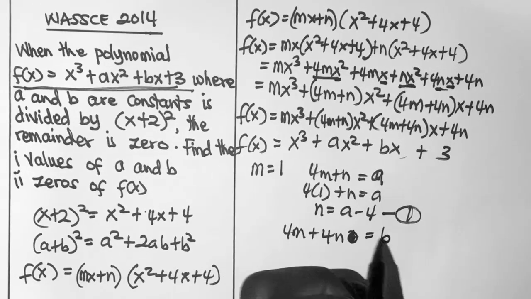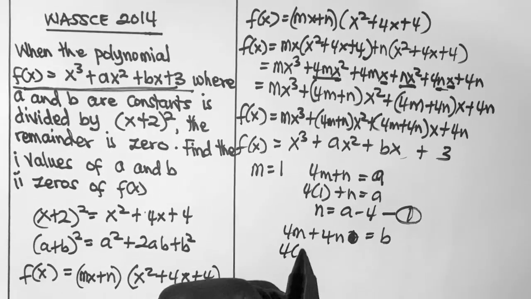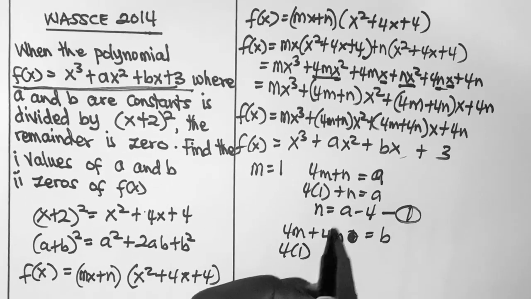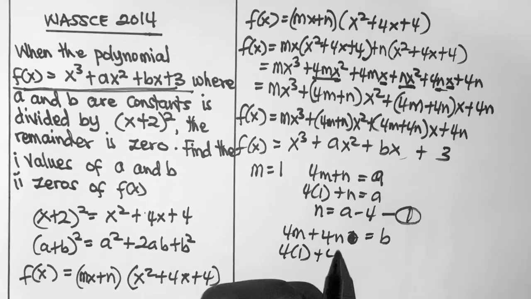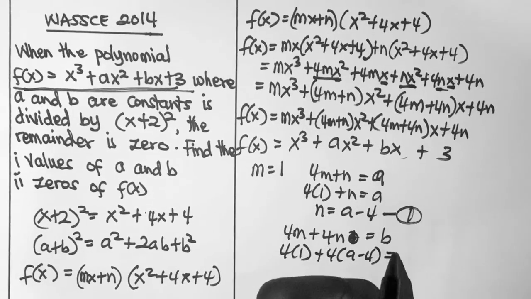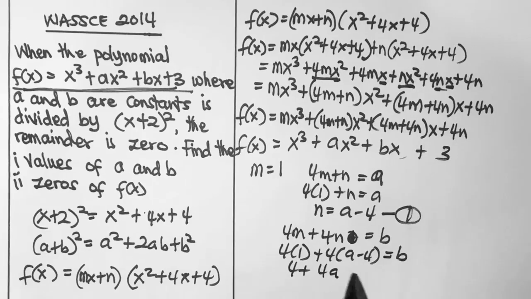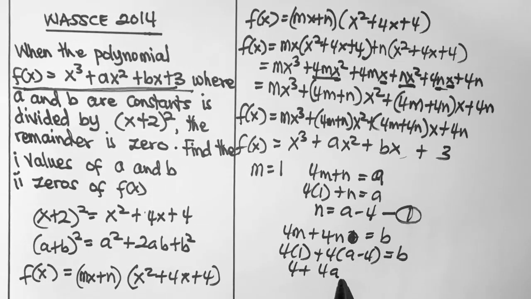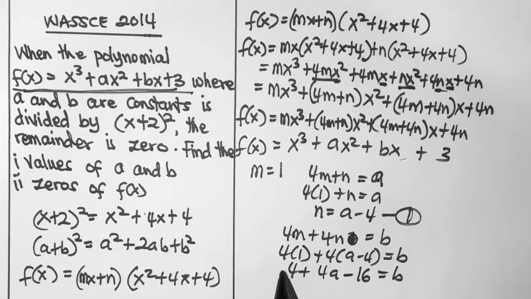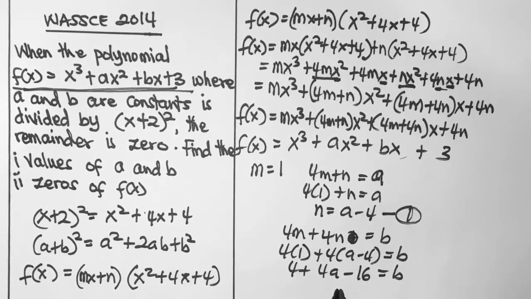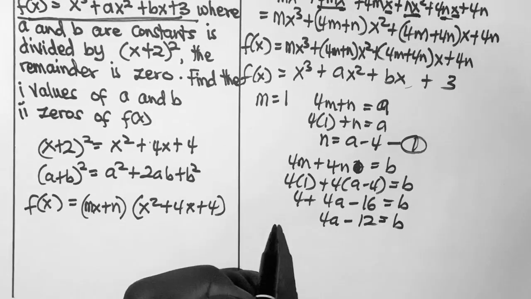Sorry, 4m is equal to b. But we know that m is 1, so it becomes 4 times 1. Then we also know about n. n is a minus 4, so plus 4 times a minus 4 equals b. So 4 plus 4a, then 4 times 4 is 16, so minus 16 is equal to b. So now 4 minus 16 is minus 12. So 4a minus 12 is equal to b.